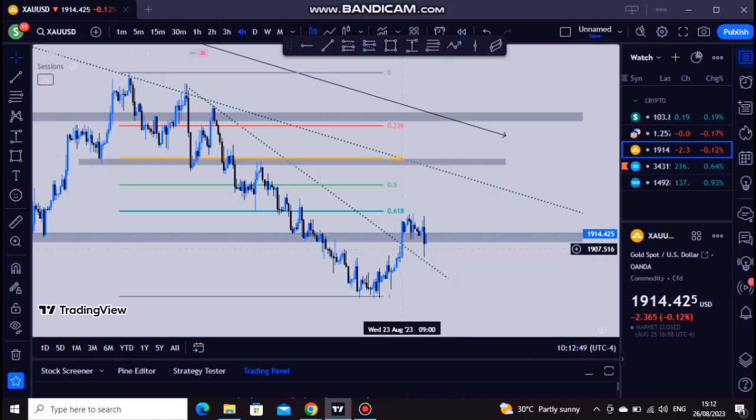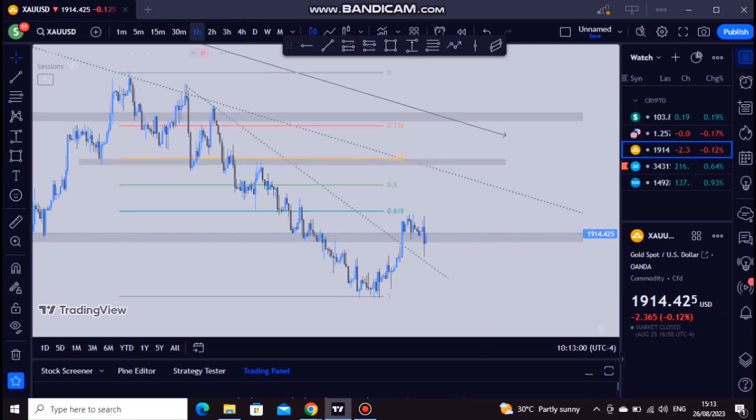But for now, am I bullish or bearish? I am bullish because I am a scalper. I am not a long-term trader. So I am a scalper. I'm respecting these zones. Let's go to the 1 hour time frame and see.